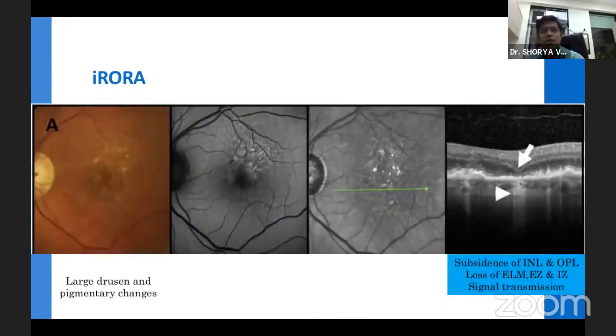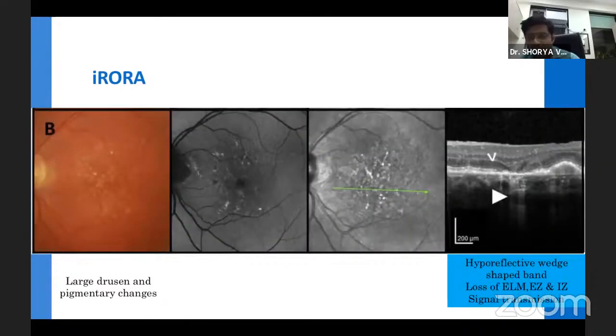So if you can see over here, you can see large drusen and pigmentary changes in a clinical photo. And if you see on the OCT, you are seeing the subsidence or sinking of the inner nuclear layer and the outer plexiform layer. And there's loss of EZ, IZ, and the ELM, and there is increased signal transmission with RPE attenuation.